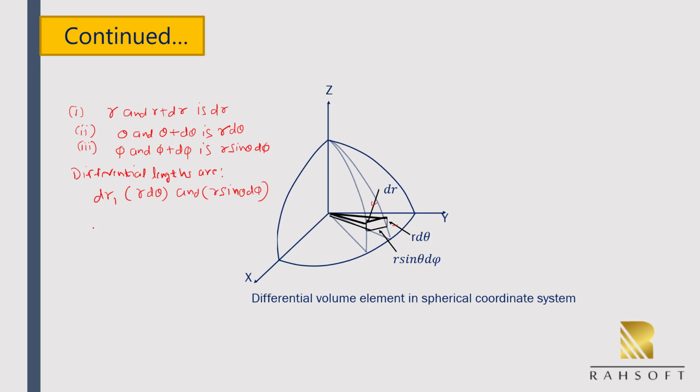So the differential length dl is equal to unit vector a r dr plus unit vector a theta r d theta plus unit vector a phi r sin theta d phi.